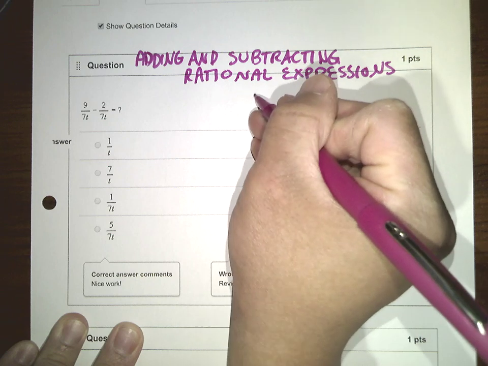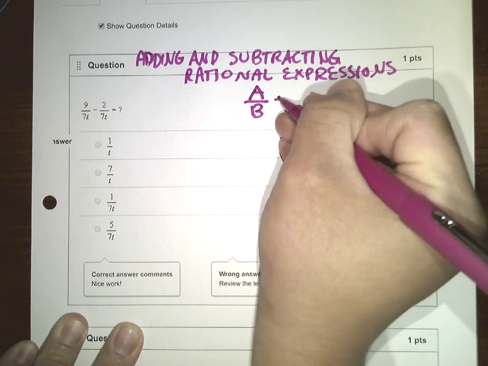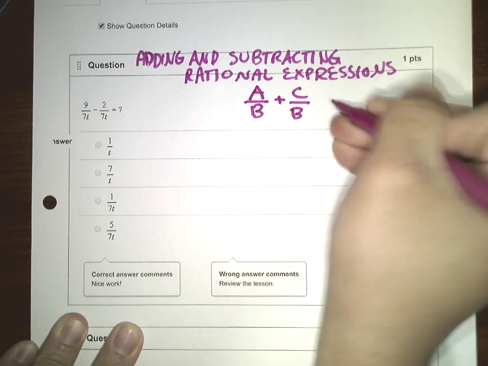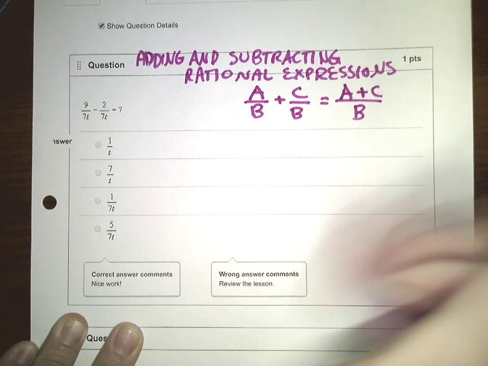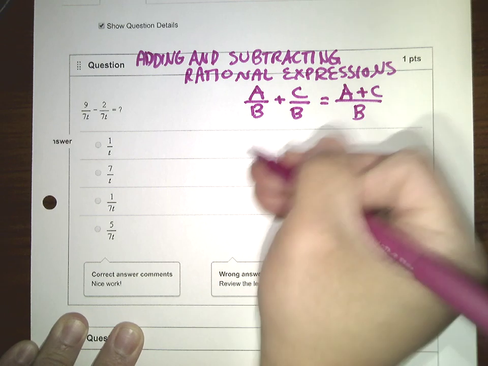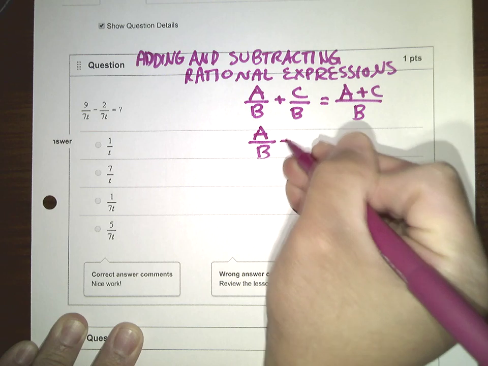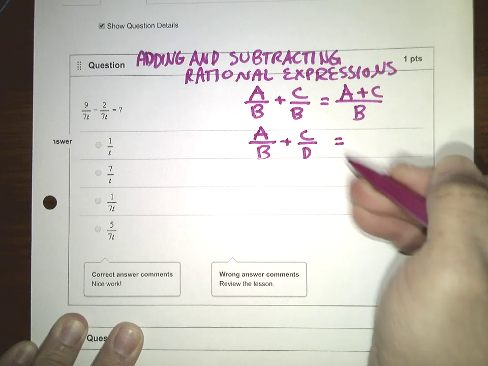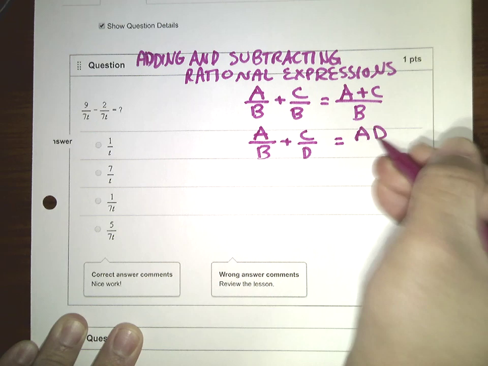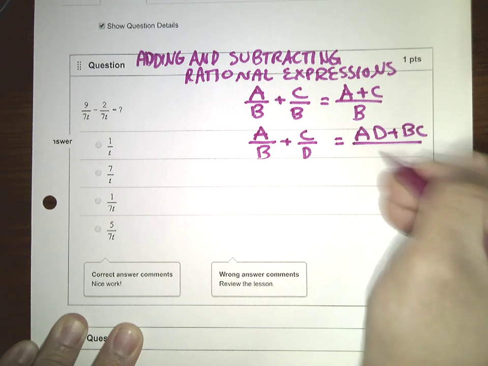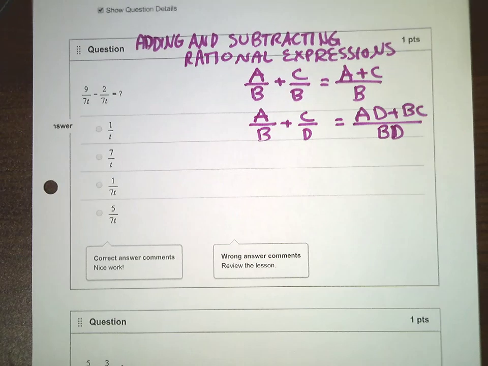if the rational expressions have the same denominator, we will have a over b plus c over b. This is a plus c over b. All right, both denominators the same. But if the denominators are different, a over b plus c over d, then it's just like adding fractions, right? So a times d plus b times c over b times d, and then we would simplify at the end.